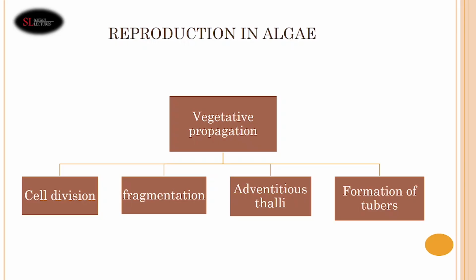And algae, especially blue-green algae under unfavorable condition, forms what we call hormogonia. So what are hormogonia? Hormogonia are short motile filaments of blue-green algae of variable length.